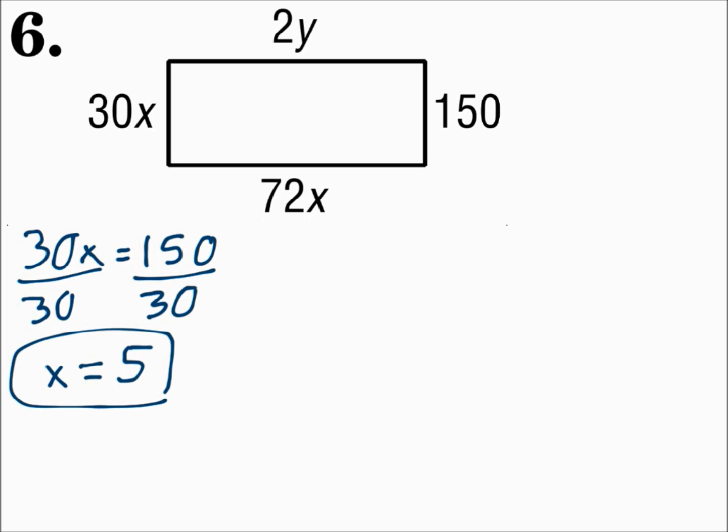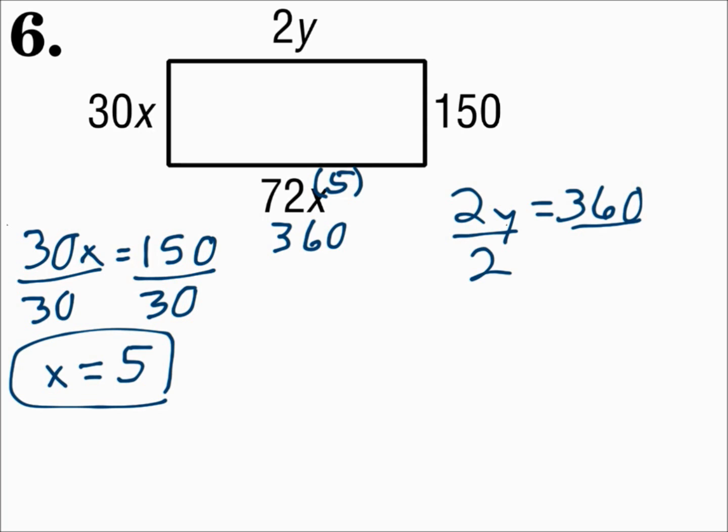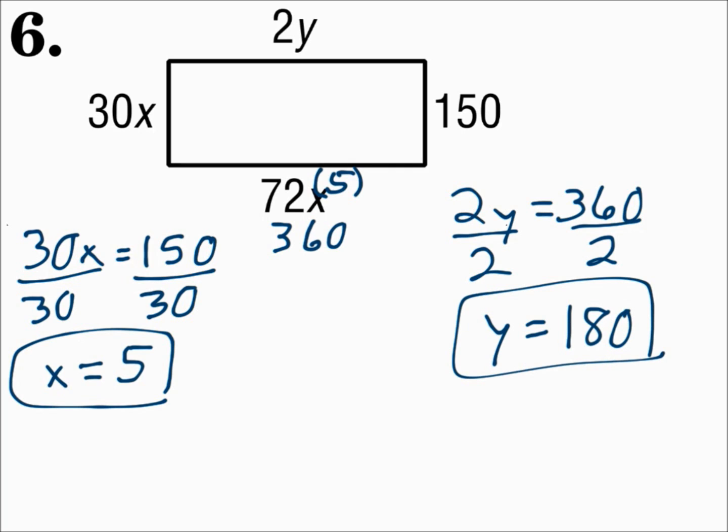The other pair of opposite sides is also congruent, but I don't want to say that 2y equals 72x. Instead, substitute the 5 in for the x, which gives you 360 for the bottom side. Opposite sides are congruent, so 2y equals 360. Divide both sides by 2, and y is 180. Opposite sides are congruent in a parallelogram.